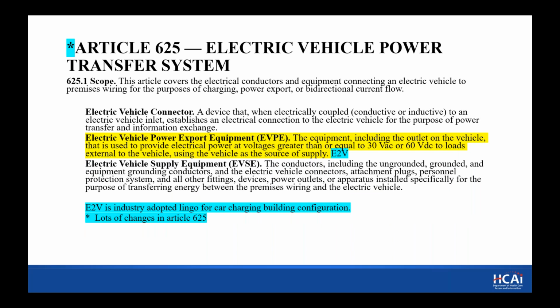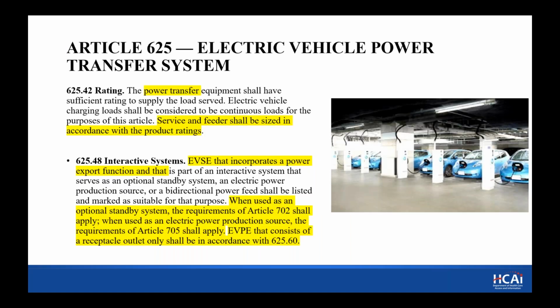Article 625 starts to talk about electric vehicle power export. This is the E2V concept, essentially where these electric cars can be used as mobile batteries. So we'll see this electric vehicle power export equipment, including the outlet of the vehicle that is used to provide electric power at voltage greater than or equal to 30 volts, using the vehicle as a source of supply. So this is new technology, and the code is evolving to address that.